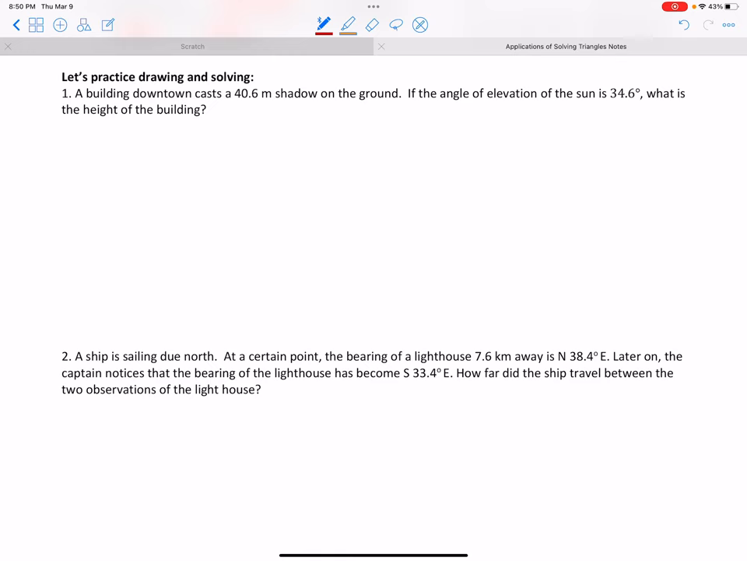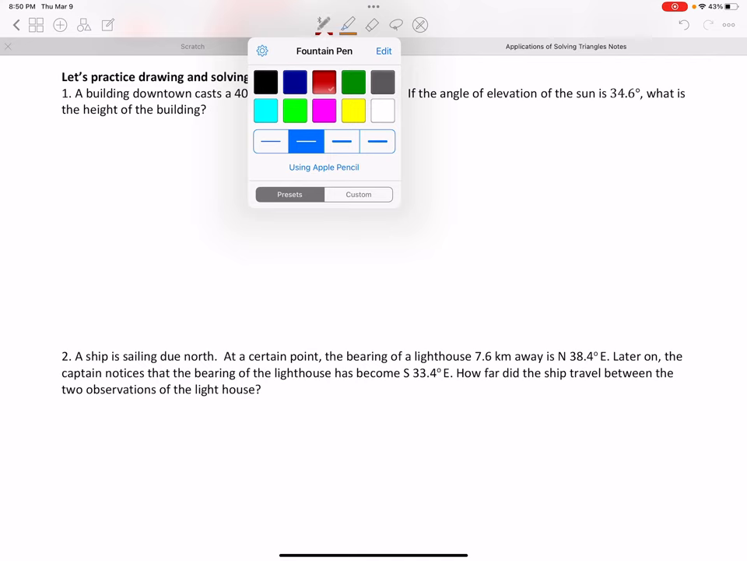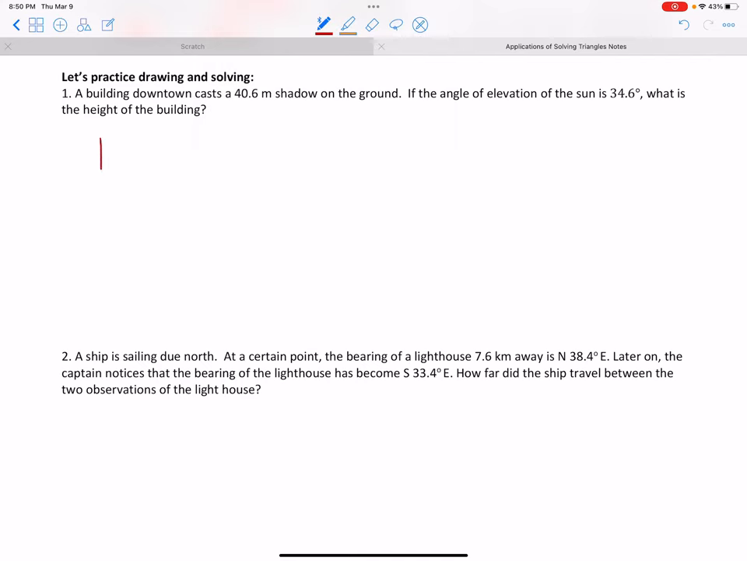Okay? Now, in this picture, it should make sense that we have a horizontal because we have a building, and the building sits on the ground, which is our horizontal. So let's try to sketch this out. I'm going to put my building here, and then here's going to be the shadow that is on the ground. So this is my building, and here will be the shadow of my building on the ground.